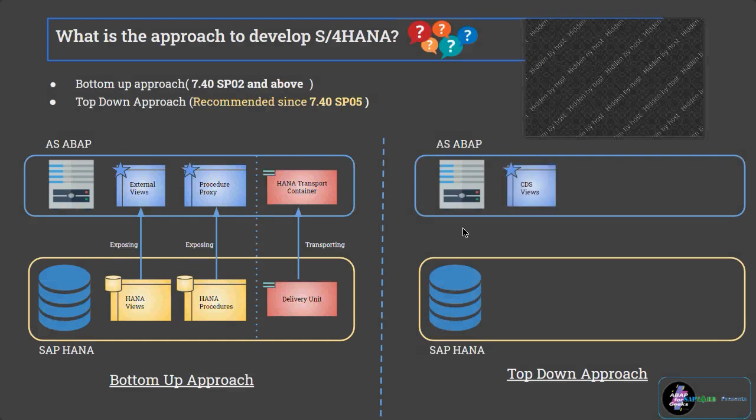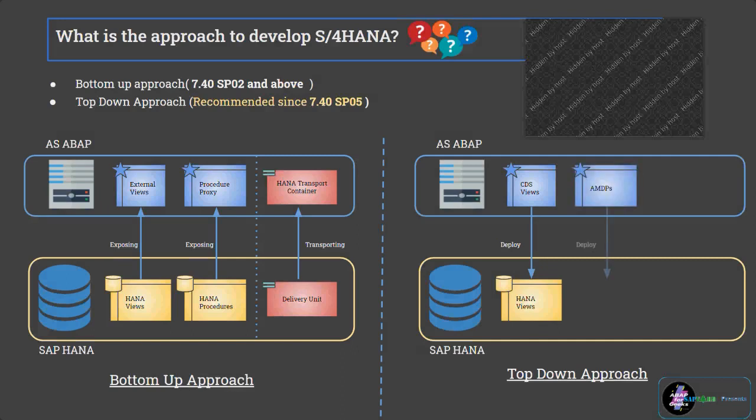So all you have to do is create a CDS view. Do not go to SAP HANA. On the left-hand side, I had to log in as a SAP HANA developer user, create HANA views, and generate these external views. Here we do not have to log in to SAP HANA as a developer user. You just log into your application server, create your CDS views, and when you activate it, it will be directly deployed as a HANA view in SAP HANA.